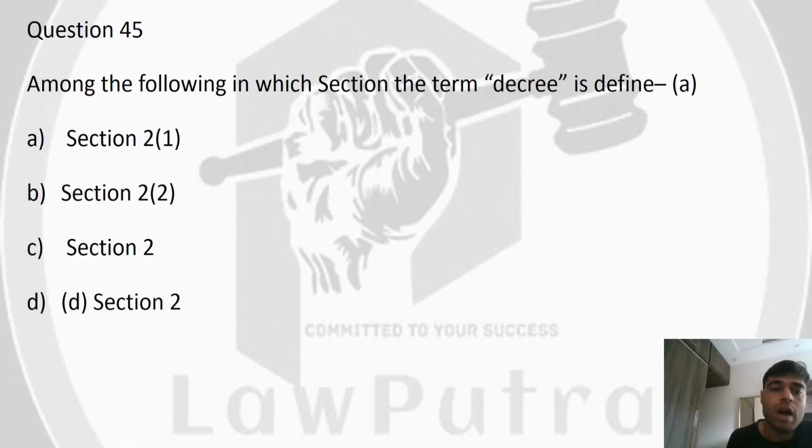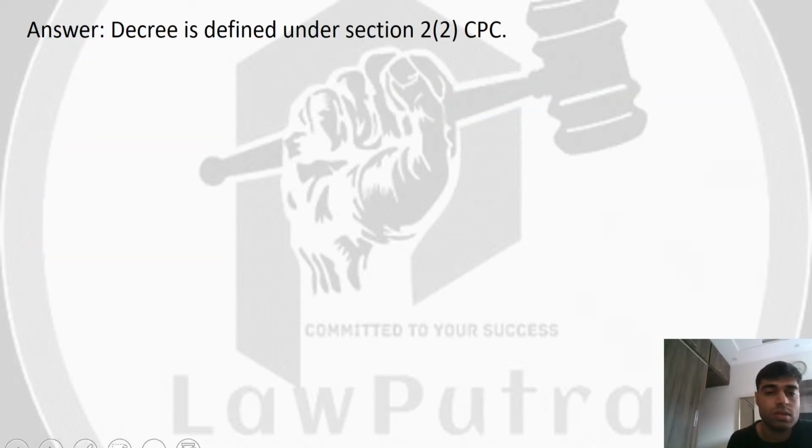Next question. Among the following, in which section the term decree is defined? Okay. Section 2 subsection 1, section 2 subsection 2, section 2 and section 2. So the answer is section 2 subsection 2. Decree is defined under section 2 subsection 2 of CPC. Just memorize this.